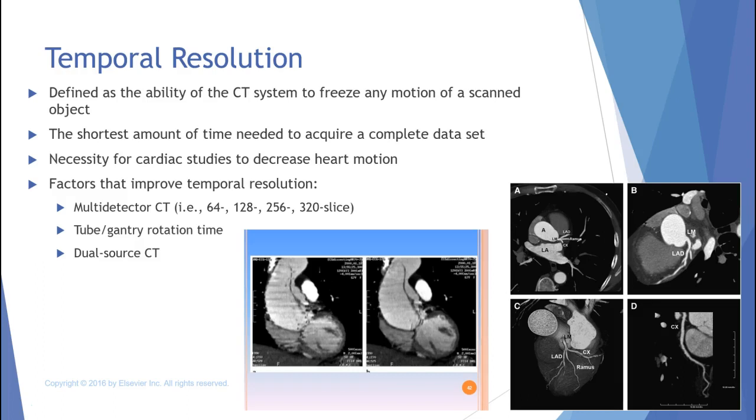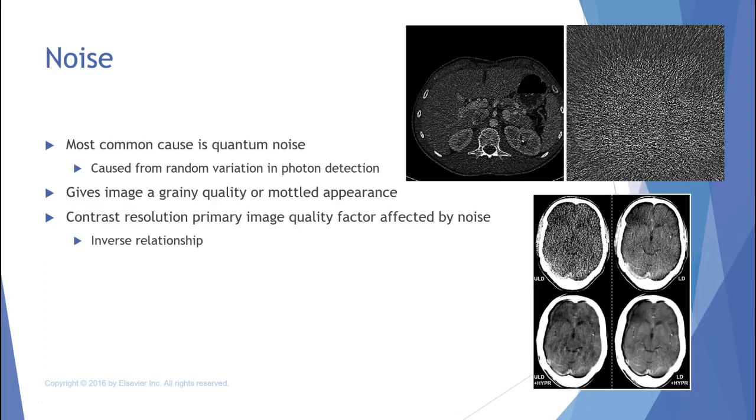The tube and gantry rotation time is also a factor that is necessary to improve temporal resolution, faster gantry rotation times. And then again, dual source CT will help your temporal resolution. Okay, and if you've done your reading, you know that that's a 6th generation scanner, dual source CT, right?